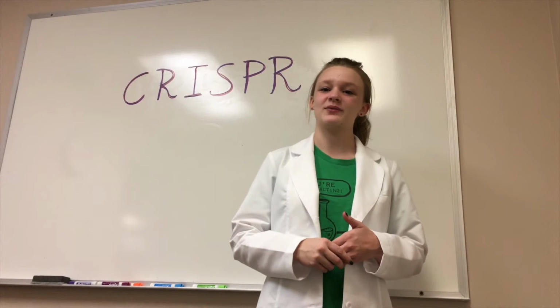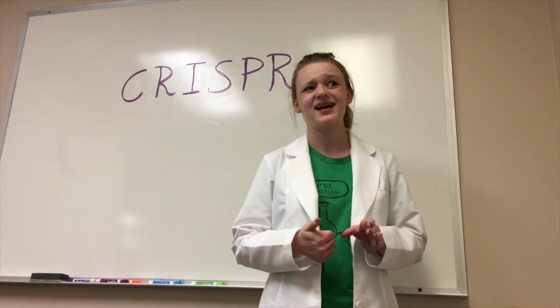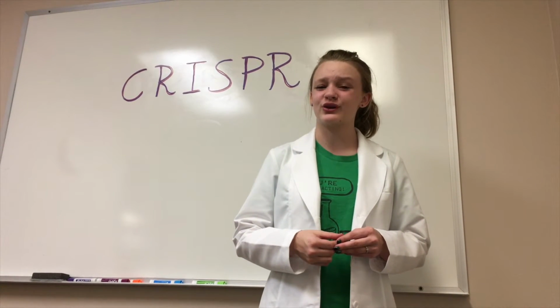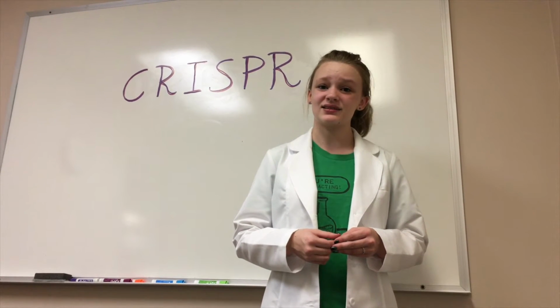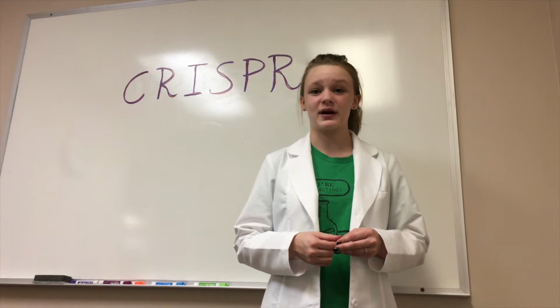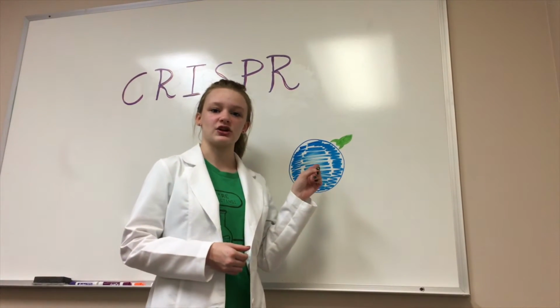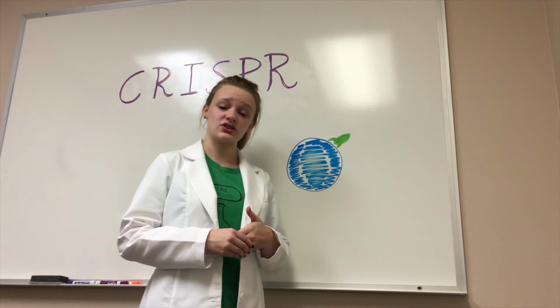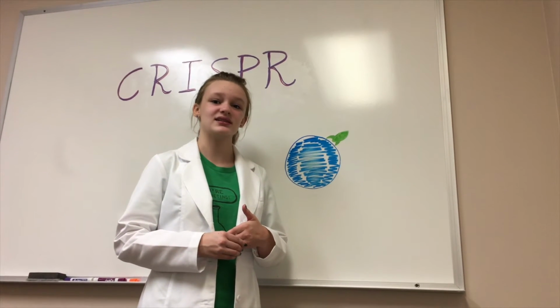CRISPR is an acronym that stands for Clustered Regularly Interspaced Short Palindromic Repeats. That's a lot to say over and over again, hence the term CRISPR. The CRISPR, or Cas9 system, is based off of a process used by bacteria. The bacteria land on your cell like a little spaceship. The spaceship then sends into your cell a protein called Cas9, and inside that Cas9 protein is a strand of RNA. To understand RNA, we must first understand DNA.